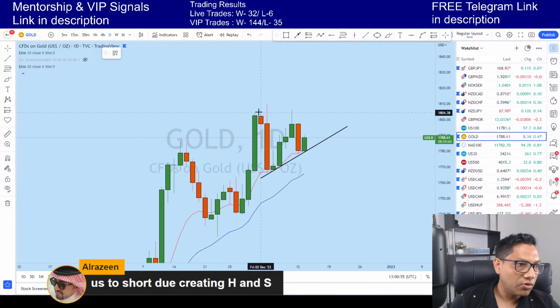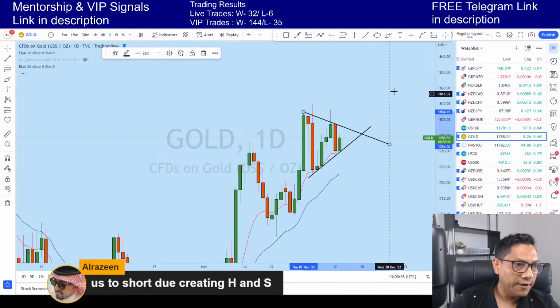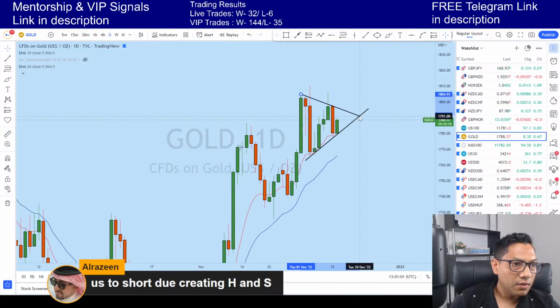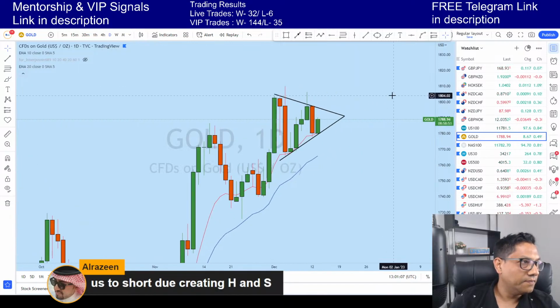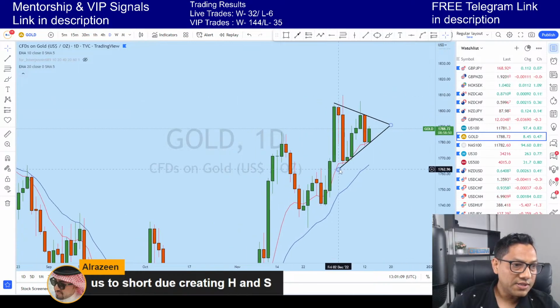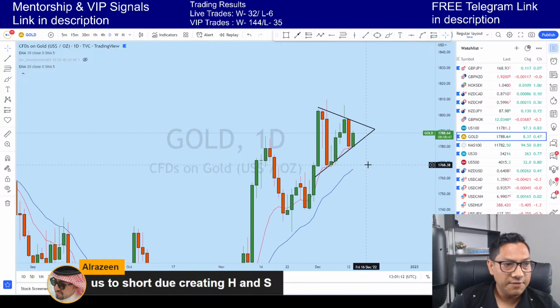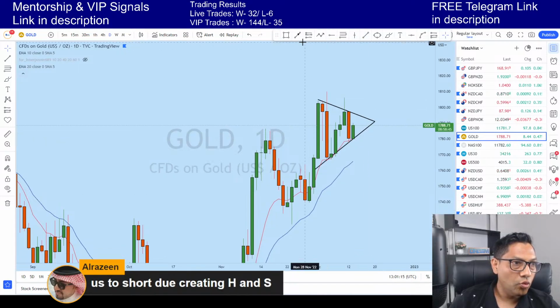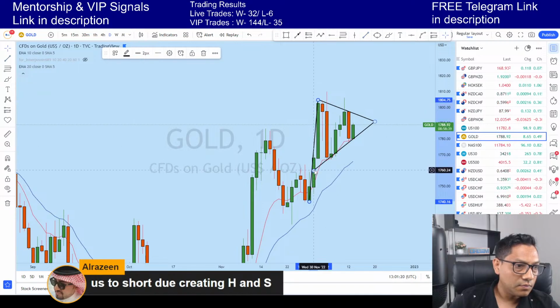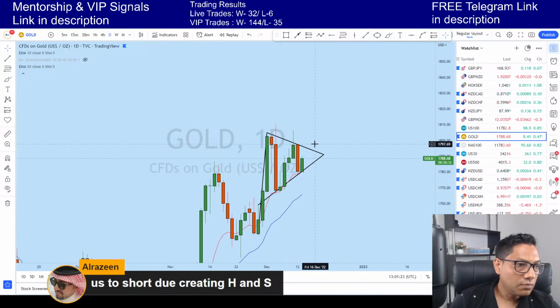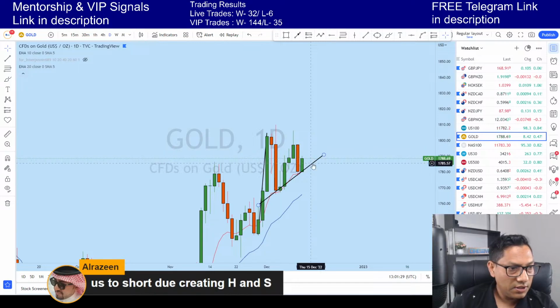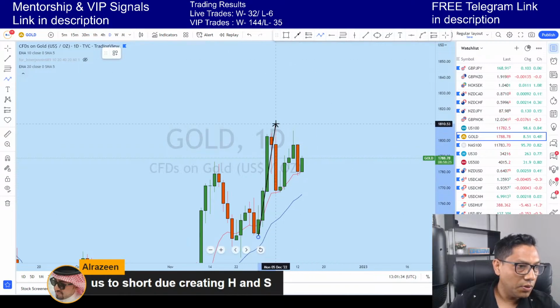And also there is a triangular pattern here. So what we see in gold, the price is creating this. If we fully look at this pattern, let me draw it with a full line, then you will understand how this pattern is forming. Starting from here is the impulse.